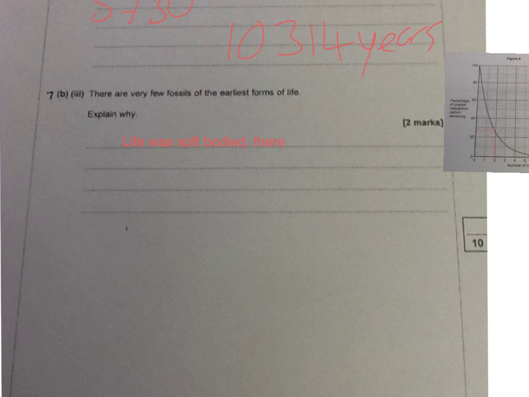Therefore, if all the life was soft-bodied, then that meant that nothing could be preserved as a fossil because all of the soft tissue would be decayed. So there would be no fossils due to decay. So for that one, you got 1 mark for saying that life was soft-bodied, and your 2nd mark for mentioning that they would all decay.